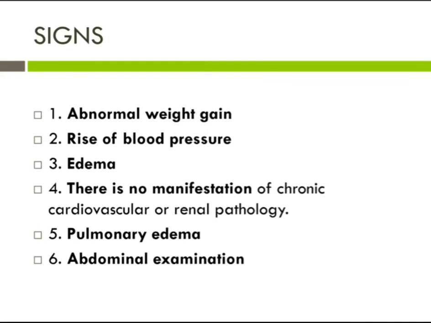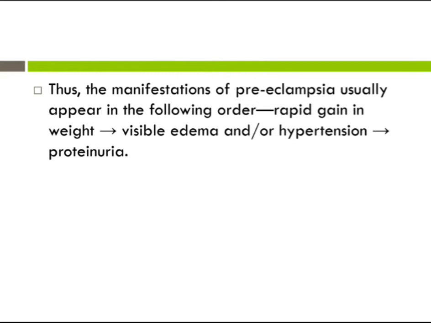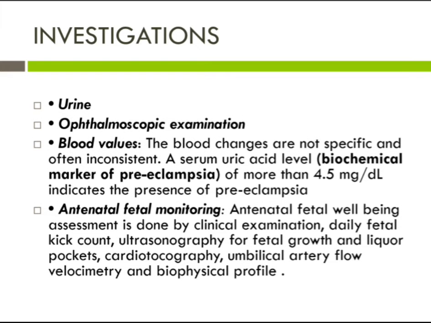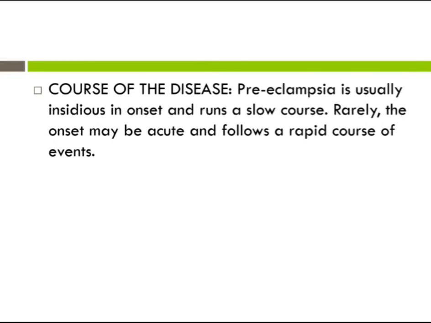Signs: abnormal weight gain, rise of blood pressure, edema. There is no manifestation of chronic cardiovascular or renal pathology, pulmonary edema, or abdominal abnormality on examination. Thus, the manifestation of preeclampsia usually appears in the following order: rapid gain in weight, visible edema and/or hypertension, then proteinuria. As you can see, proteinuria is a late manifestation. So investigations are urinalysis, ophthalmoscopic examination, blood values, antenatal fetal monitoring.